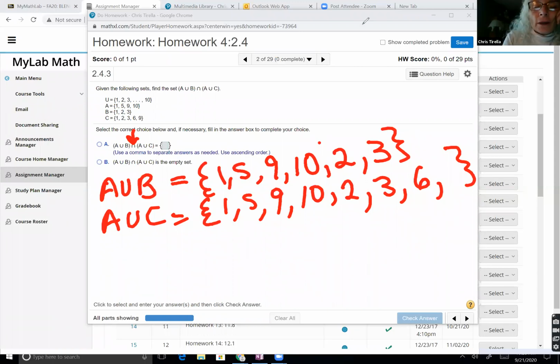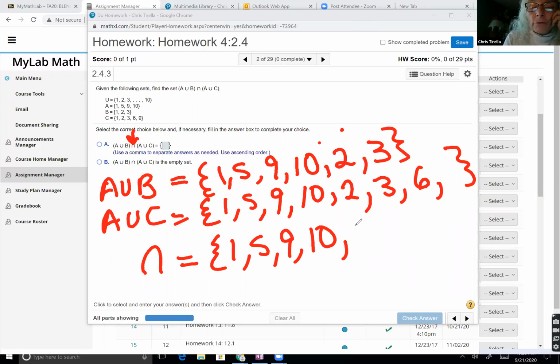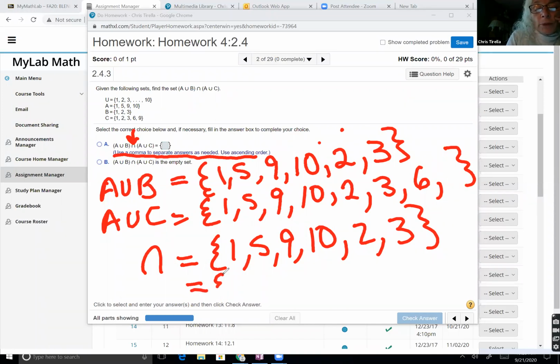Then I want to take the intersection of these two sets. What do they share? The intersection would be the 1, 5, 9, 10. They both do have 2 and 3. However, right now, because my MyMathLab is sometimes a pain, it says use a comma to separate and put them in order. So now I'm going to rewrite them in order: 1, 2, 3, 5, 9, 10.